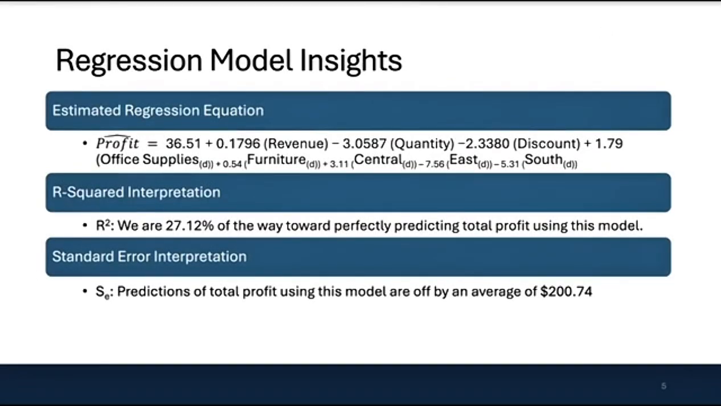The estimated equation summarizes how key factors such as revenue, quantity sold, and discount levels are related to profit. The coefficients indicate the expected change in profit for a 1-unit change in each variable, holding all other factors constant.